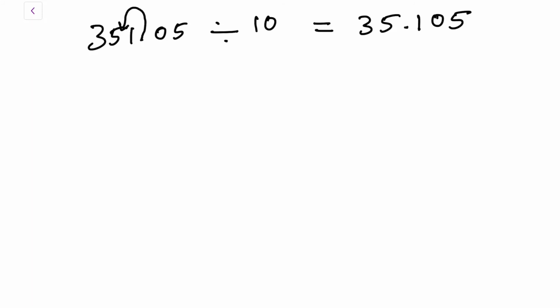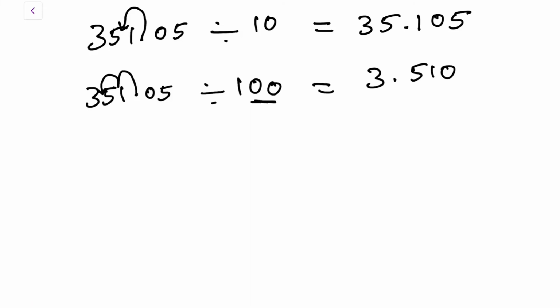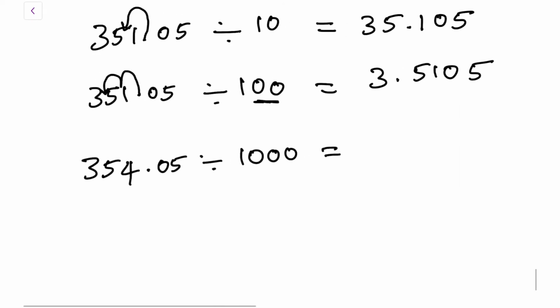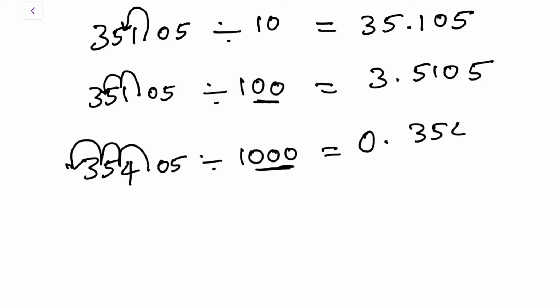Alright. What about this? 351.05 divided by 100. Since there are 2 zeros, the decimal point moves 2 places to the left. So it will come here. The answer is 3.5105. Alright. Now what about 354.05 divided by 1000? Now tell me what happens here. 3 zeros, therefore it moves 3 places to the left. That means 1, 2, 3. So the answer is 0.35405.